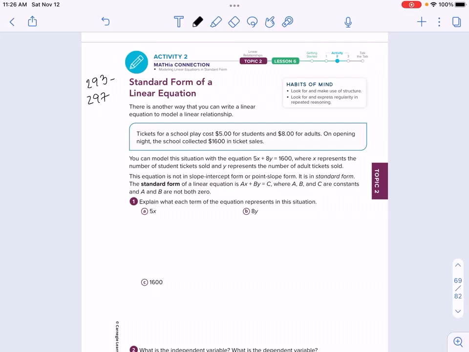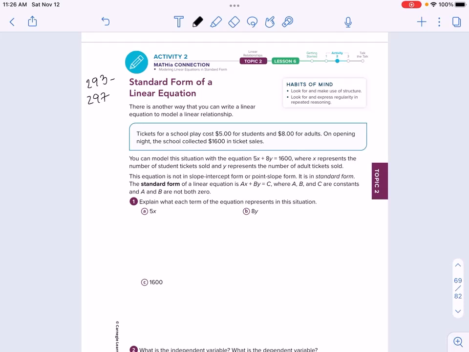All right, we are on page 293. This video is going to cover until page 297, which will be the last topic and also the last lesson in this module. So we'll be taking our tests on this topic pretty soon. Anyways, activity 2 is focusing on standard form.